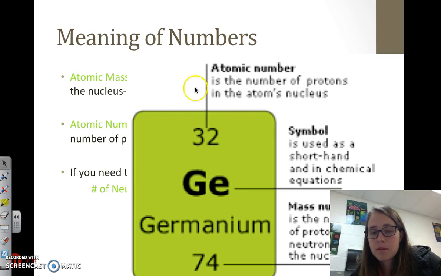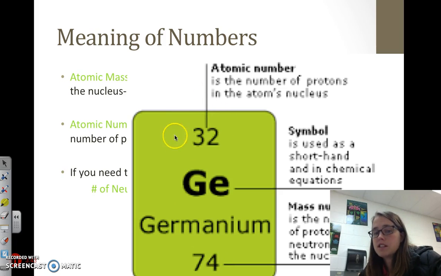So this is what a symbol might look like. This is the atomic number, so this would be the number of protons in the nucleus. We have the symbol. Remember, this is a 2-letter symbol. Notice how we have it capitalized here and lowercase here. We have the name of the element, and then we have a mass number. Now, the mass numbers oftentimes have decimals in them, and that's okay. You just round up or down. So the mass number for this is 74.